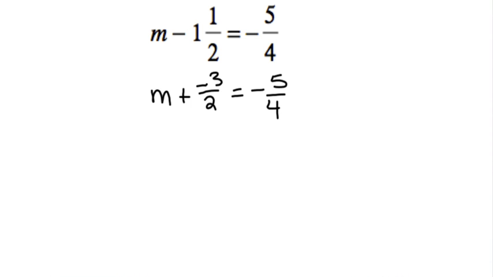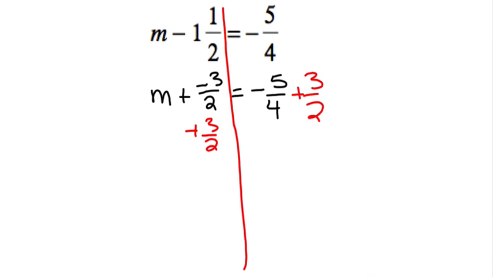I went ahead and rewrote it. Swapped it and everything. Okay, so our addend here is negative 3 halves. So let's add the opposite of this addend to both sides using the inverse property of addition. So let's add 3 halves to both sides of the equation.